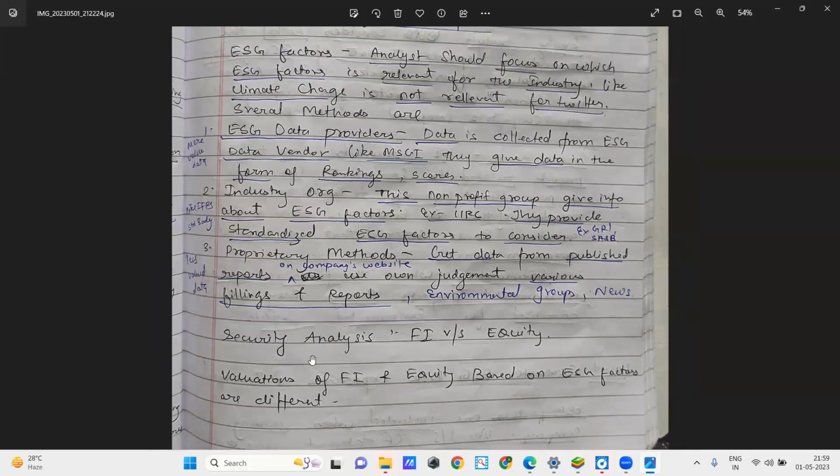The second one is security analysis, where we want to analyze fixed income securities versus equity. Valuations of fixed income and equity based on ESG factors are different.